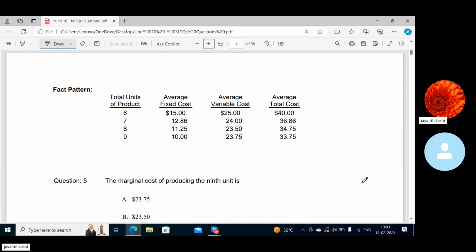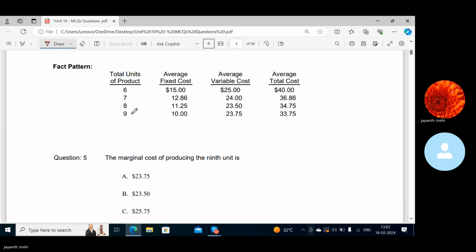What is this data? Okay, fact pattern for the next questions. Total units of product are given. Average fixed cost is given. Average variable cost is given. Average total cost is given. Marginal cost of producing the ninth unit is. Marginal cost is equal to the, we have to get total cost, right? The average total cost is given to us, but we want total cost.